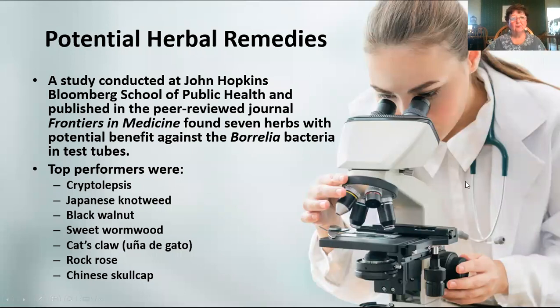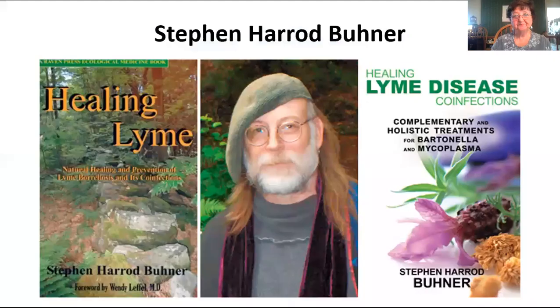So, potential herbal remedies. A study conducted at Johns Hopkins Bloomberg School of Public Health and published in the peer-reviewed journal Frontiers in Medicine found 7 herbs with potential benefit against the Borrelia bacteria in test tubes. Those top performers were Cryptolepis, Japanese knotweed, black walnut. Interestingly enough, sweet wormwood and black walnut are both antiparasitical. There's cat's claw and rock rose and Chinese skullcap.